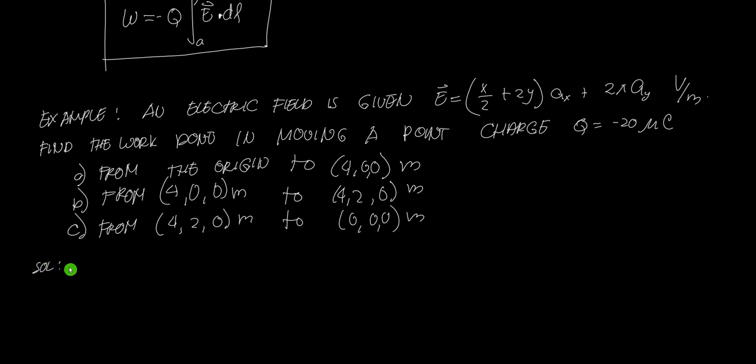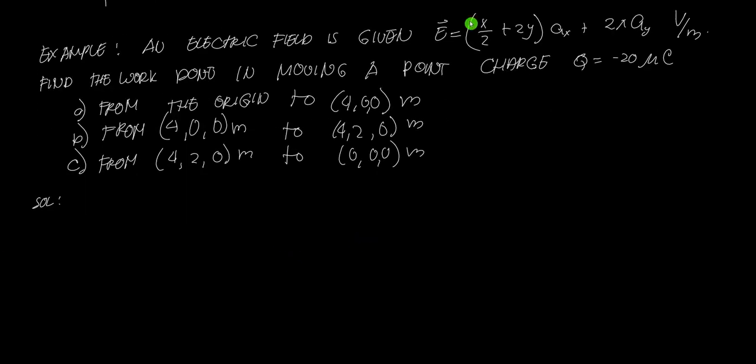The solution. An electric field is given. This is the field: (x/2 + 2y) in the x direction and 2x in the y direction, in volts per meter. Find the work done in moving a point charge equal to negative 20 microcoulombs, letter A, from the origin to (4,0,0), then part B and so on. So let's start with letter A. We move the charge from the origin.